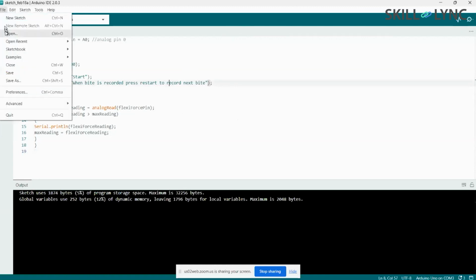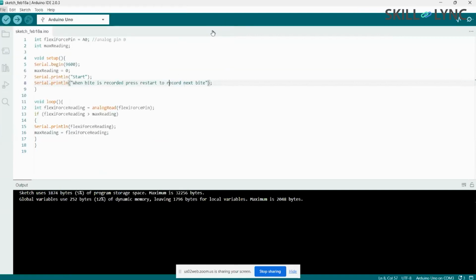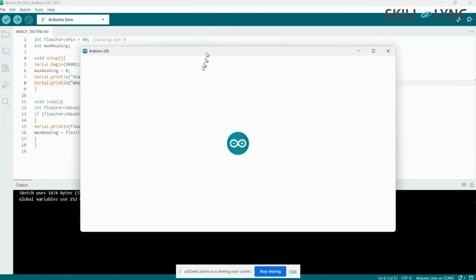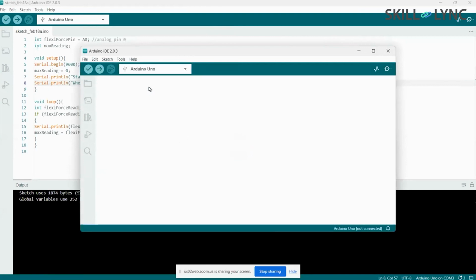Once it is connected, you go to examples, go to analog. It is an analog sensor, right? You go to analog input or analog in serial out. Just see that your sensor is working first. Verify whether it is working or not. So the program, you are just opening the inbuilt program. You just open it, Arduino Uno COM3.